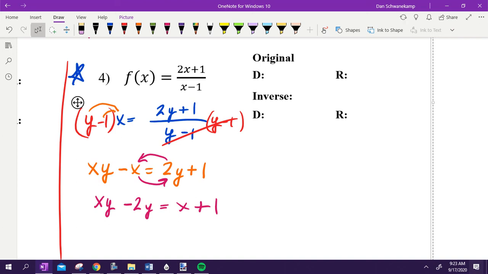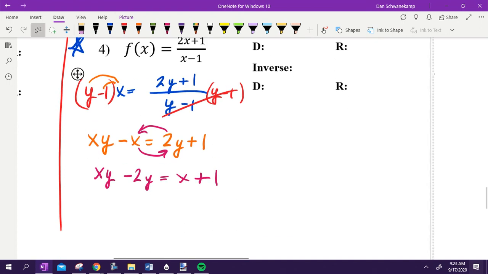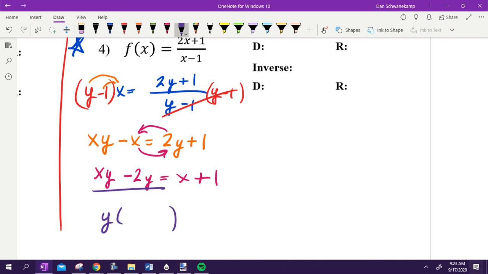What can I do now to try to get my y's by themselves? Kara? This is being added and subtracted. I think you're on the right path there. Careful what we're doing. Lydia? Like undistribute them. Good. We are factoring out the y's. Both of these things have a y, so we are going to factor a y out. If I factor a y out, what am I going to be left with? y times x minus 2 is equal to x plus 1.